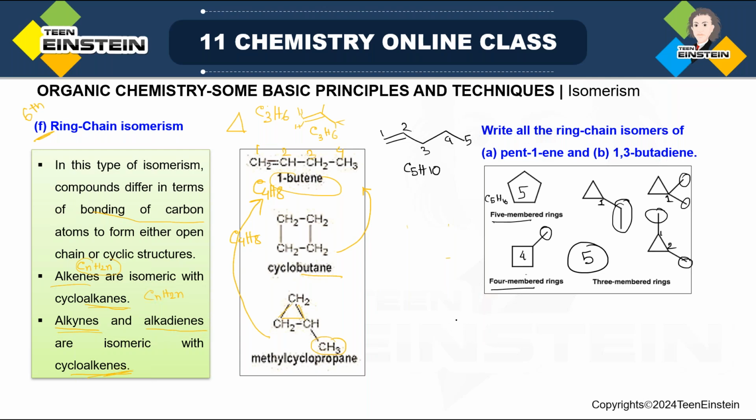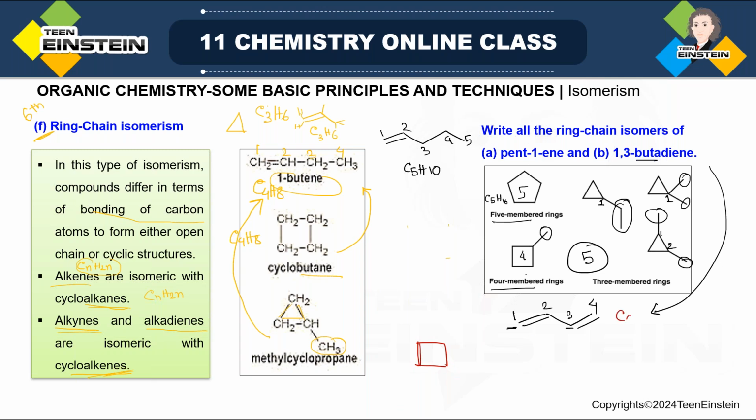When you have 1,3-butadiene, it is basically this molecule. 1, 2, 3, 4. So see, at position 1 and position 3, the double bond is there. So that is why the name is 1,3-butadiene. But for the parent chain, total 4. Now if I draw its ring chain isomers, obviously I will start with this type of structure, but there will be a double bond, right?